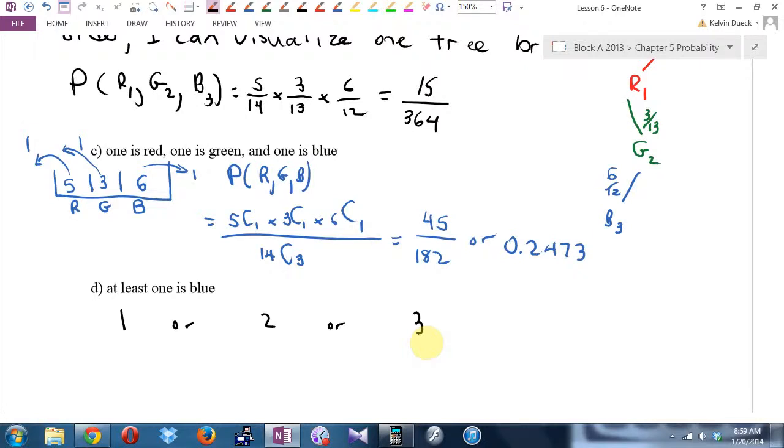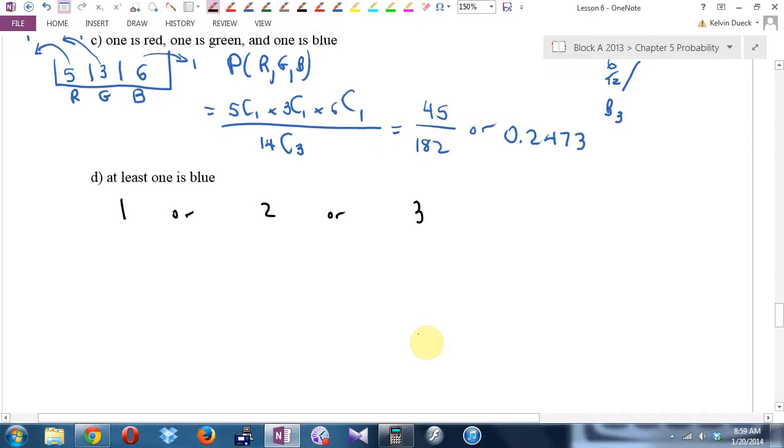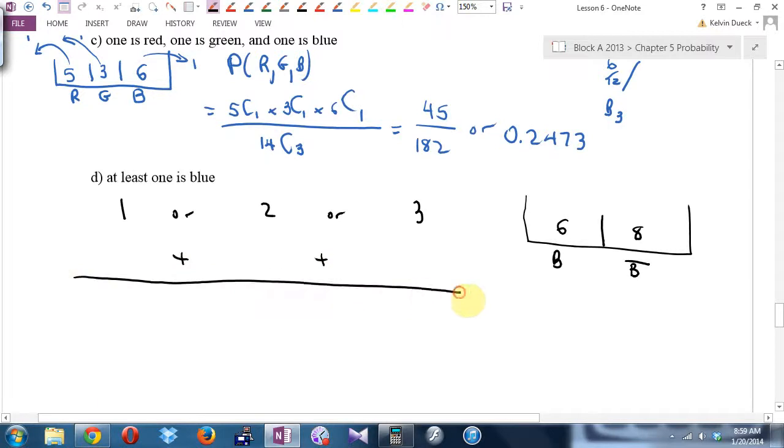So over here, because all they're talking about is blue, I'll go blue and not blue. How many blues were there in the bucket grand total? 6. How many non-blues? 8. Or means add. Or means add. This is going to be a huge uber fraction, big long fraction.